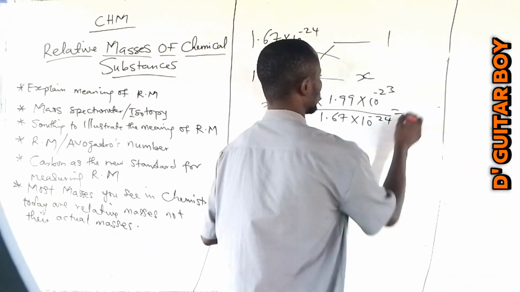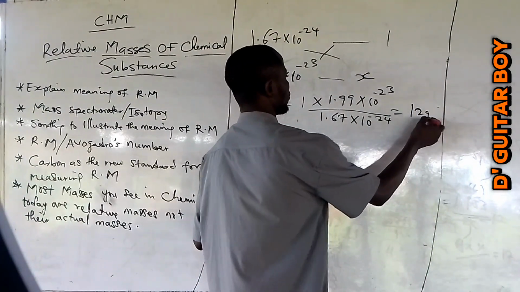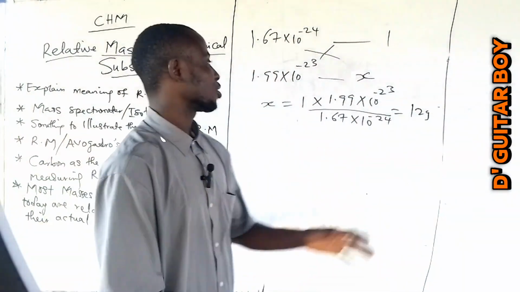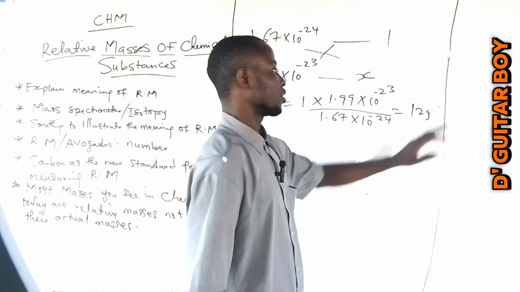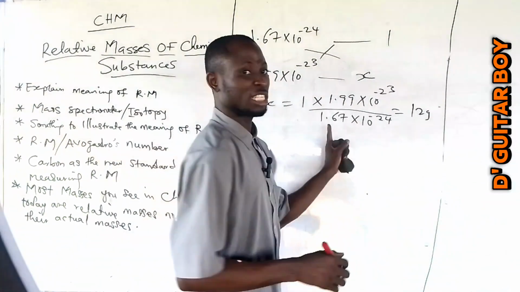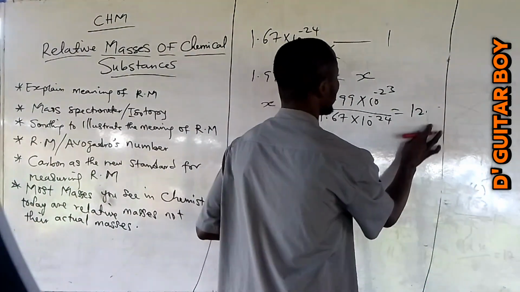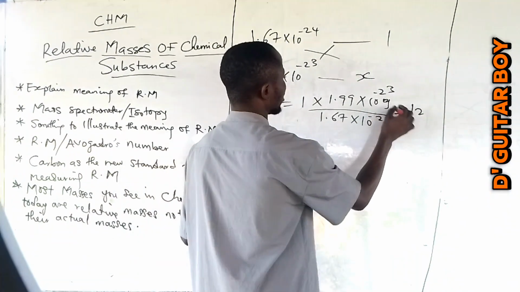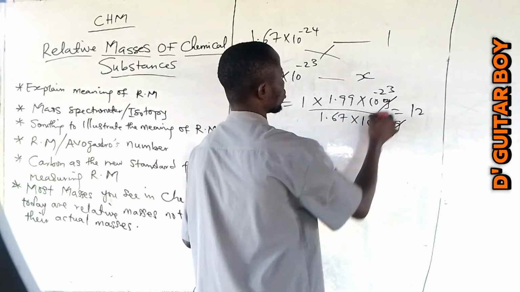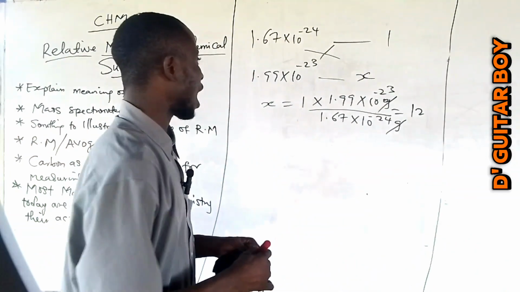When you approximate it, it will give you 12 grams. So today, that's why we say the mass of carbon is equal to 12 grams. However, since you are using relative masses here, you will not put a unit. Relative masses do not have a unit, because if I have gram here, I also have gram here, and this gram will cancel this gram. So relative masses do not have a unit.